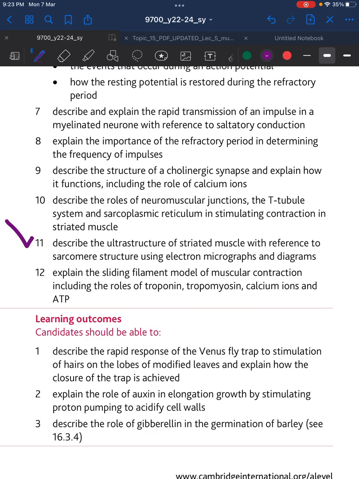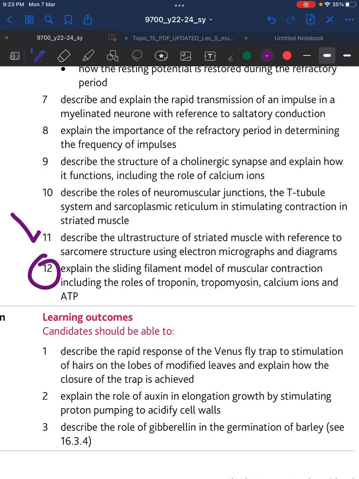We have covered learning objective number 11, and today's learning objective is the next one, number 12: explain the sliding filament model of muscle contraction, including the roles of troponin, tropomyosin, calcium, as well as ATP. So there are four things that you need to know: the role of troponin, the role of tropomyosin, the role of calcium, and the role of ATP. Today's lesson is only about this learning objective, which is actually quite a lot already.